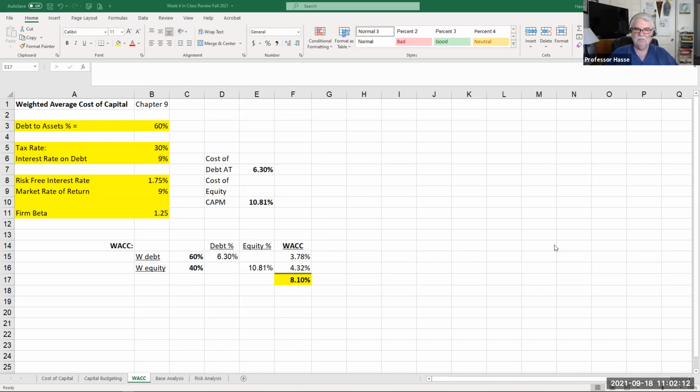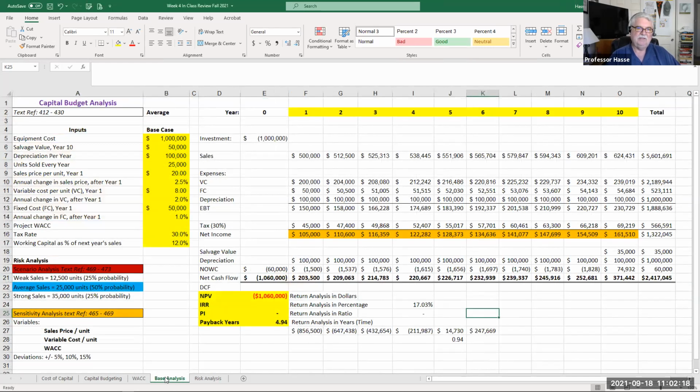8.1%. So now we take that 8.1% and we include it in a capital budget analysis. Now I've gone ahead and set this up pretty much, and you can look at it. But now we have their WACC as being 8.1%. So I'll put that there. Maybe I'll bold that so you know where it came from. And now here's the capital budget analysis. And I'm sure you've seen this before.